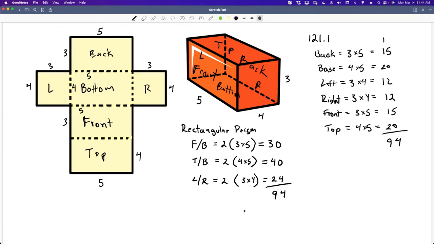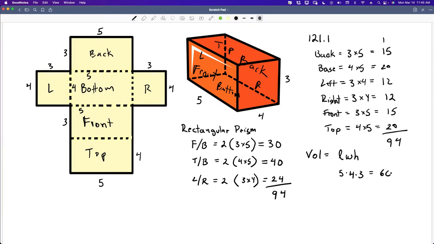So let's talk about the volume based on what we see from the net. So once we did the net, we can see the volume here as well. So our volume for this shape is going to be the three dimensions multiplied against each other, the length, the width, and the height. So the volume for a rectangular prism is length times width times height, which in this case is going to be 3 times, or actually the length is 5 because it's the longest measurement. So 5, and the width is 4, and the height is 3. So 5 times 4 is 20, times 3 is going to be 60.